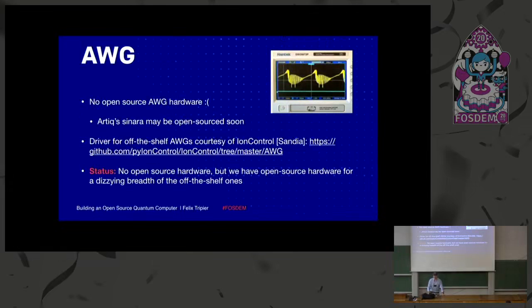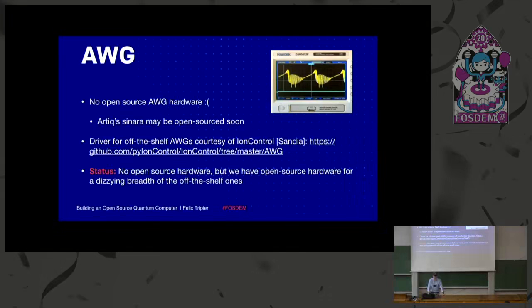For the AWG, like with the camera, there is no open source AWG hardware out there. I went through and looked at M-Labs, which is a group that has a lot of open source hardware, and they have one called Sonara, which might be open sourced, but it did not have anything in the repo when I looked at it, just documentation. From Sandia's Ion Control, we have a driver for off-the-shelf AWGs, so ones that you could just buy at a store. You have software that controls them. So we're covered in that sense, at least.